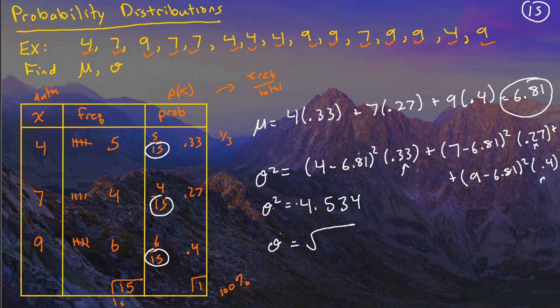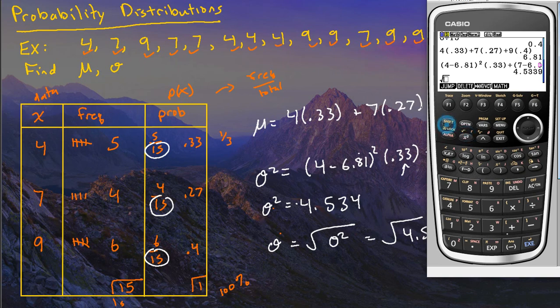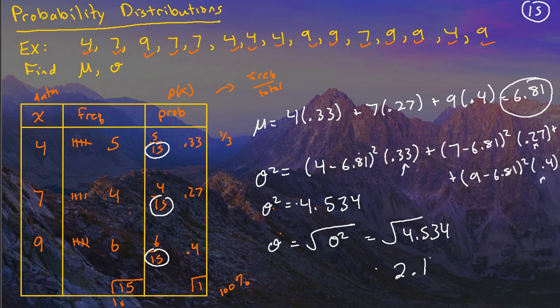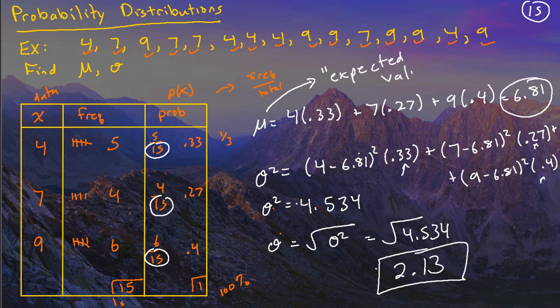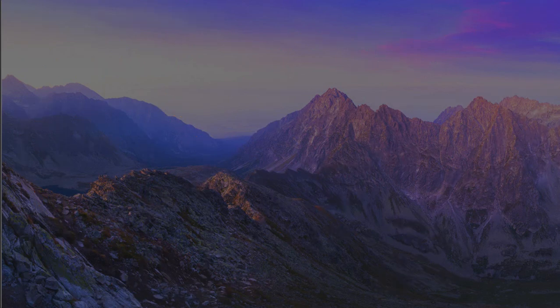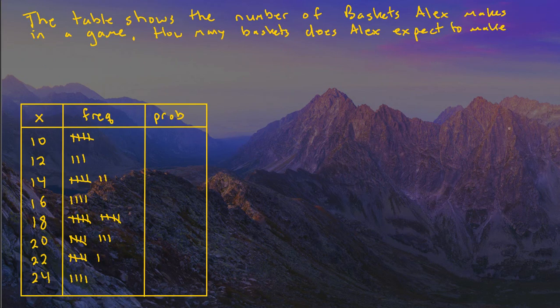Our standard deviation then is the square root of that. So it's the square root of 4.534. I'll square root that, and I get 2.13. And we're done. That's basically how we do this. Now, another word in a distribution like this for the mean is expected value, which means if this pattern were to continue over a long period of time, expected value is what I would expect the average to be, which is going to make sense in one of our examples here.